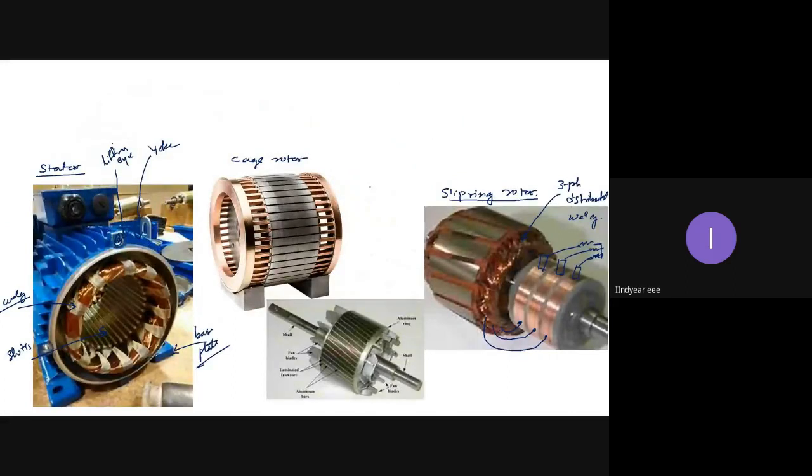The other type of rotor is the cage rotor. In a cage rotor, instead of placing the winding in the rotor slots, we place thick copper bars, one bar per slot, and those are braced using end rings on both ends. So these are copper bars, and these two are copper end rings.